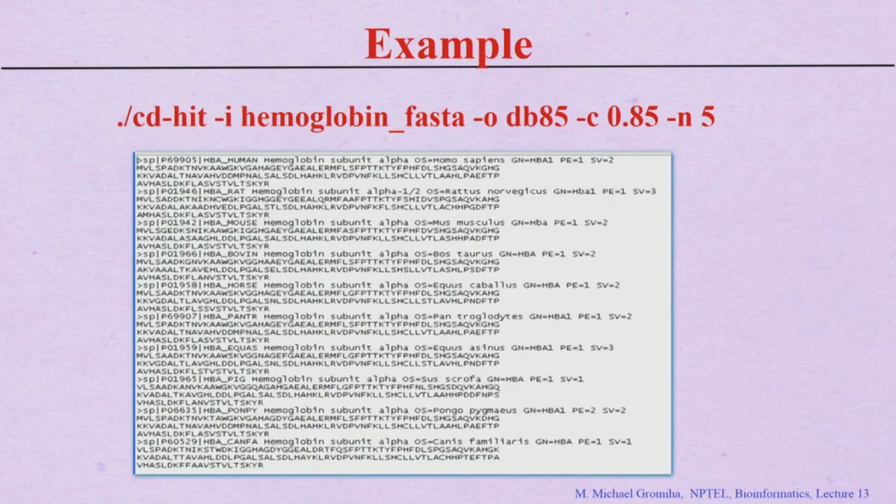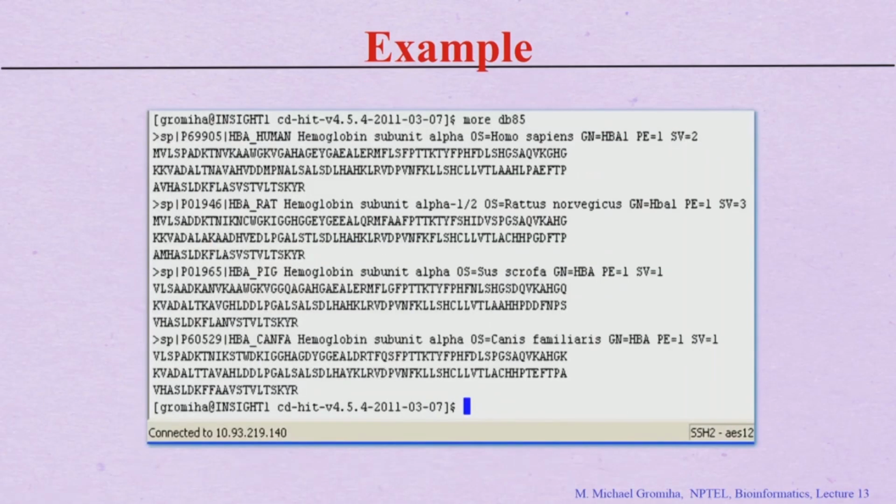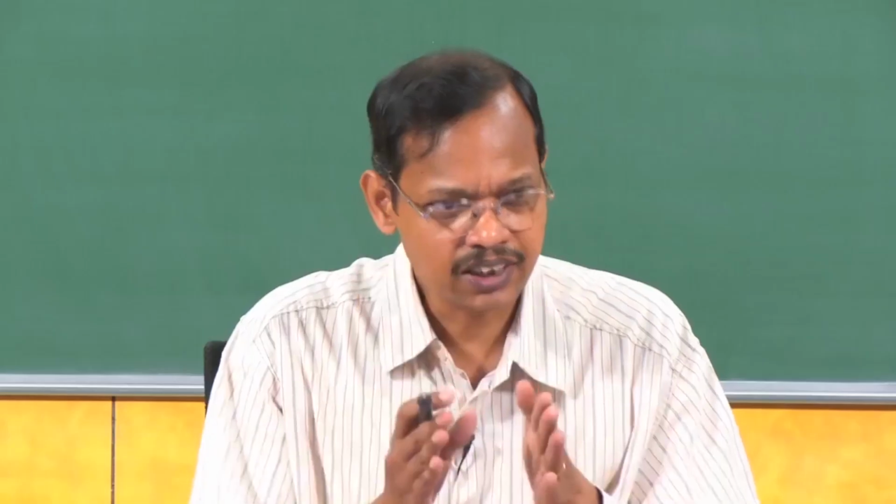So, now we give the sequences. We have all the sequences in FASTA format and we run CD-HIT. This is the input file and here this is the output, with 85% sequence identity and using the word size n. You can use any word size, here n equal to 5. Then you will get the final data.